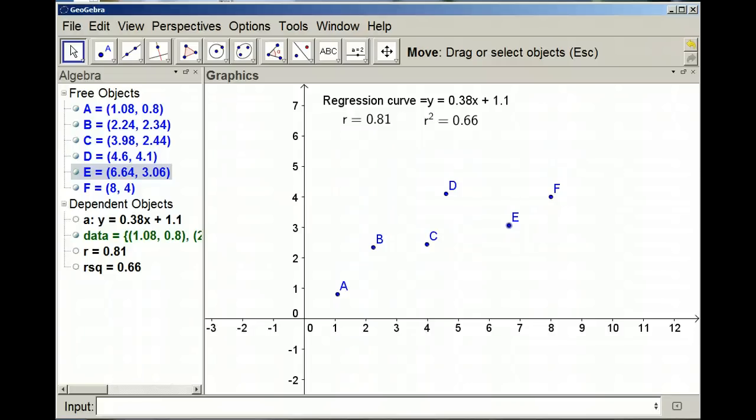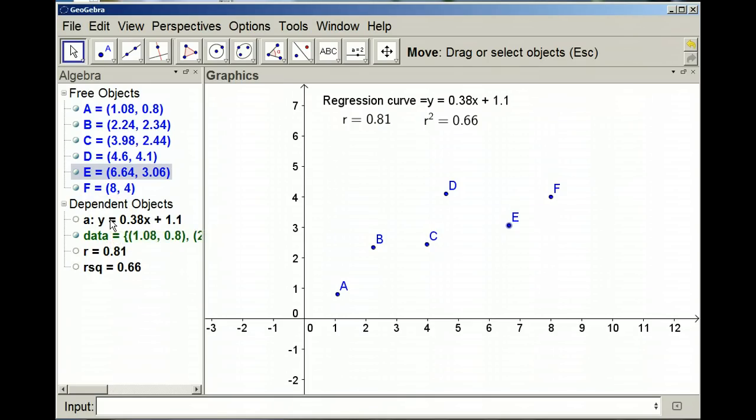GeoGebra is extremely effective in studying the idea of fitting a regression curve to a set of points. In this example, I have chosen A through F and plotted them as free points and made a scatter diagram. And then to calculate the regression curve, which is 0.38x plus 1.11, I use the calculation fit line to data.